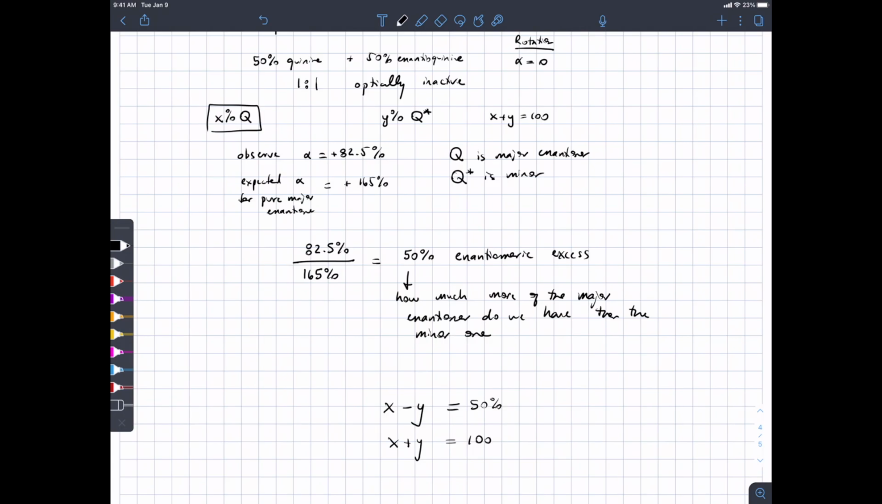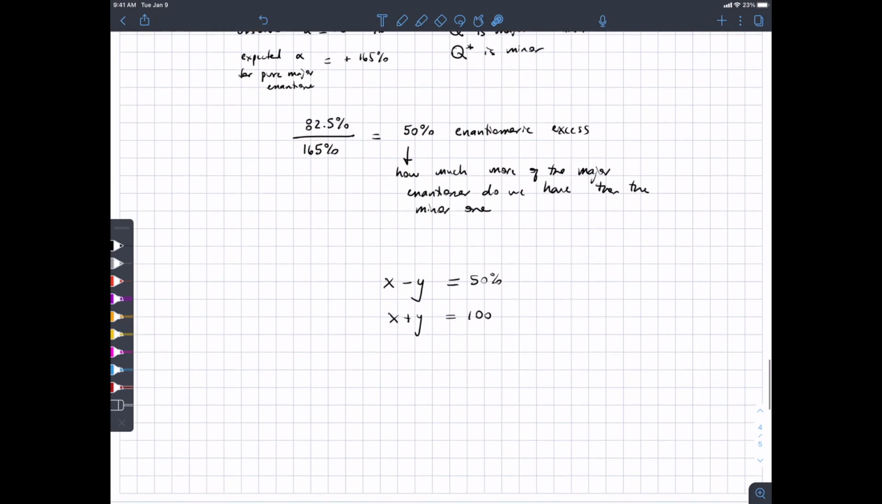So when we have a rotation that we observe and it's different from the expected, we can divide what we observe by what we expect. We get 50% enantiomeric excess, which would tell us that we actually have 75% quinine and 25% of its enantiomer.